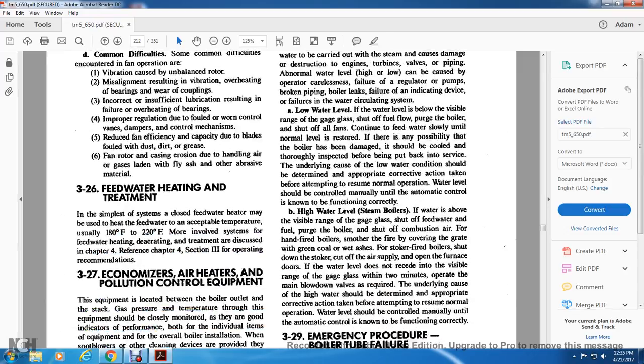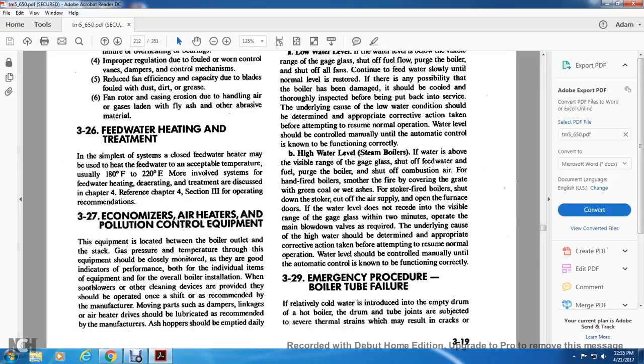Low water level. If the water level is below the visible range of the gauge glass, shut off the fuel flow, purge the boiler, shut off all the fans, and continue to feed water slowly until the normal level is restored. If there is possibility that the boiler has been damaged, it should be cooled and thoroughly inspected before being put back in service. The underlying causes of low water conditions should be determined and appropriate corrective action taken before attempting to resume normal operation. Water level should be controlled manually until the automatic control is known to function correctly.